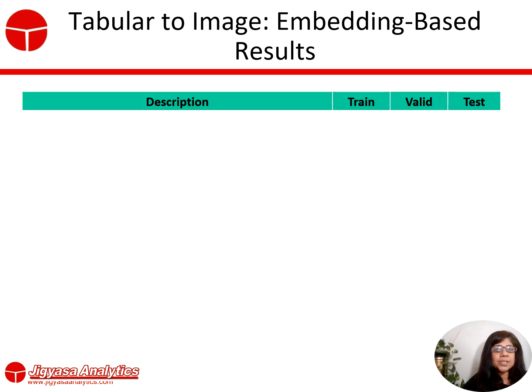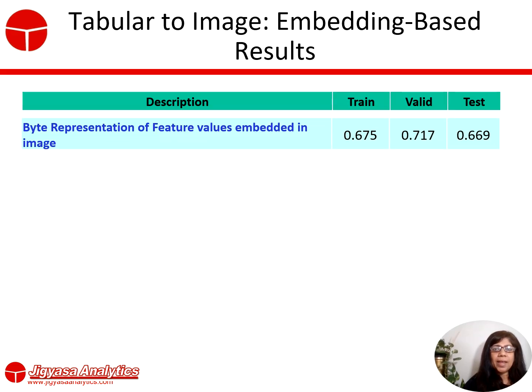We wanted first to see what would happen if we inserted a byte representation of the data into the image. The first row shows this scenario, and we can see that the model did not perform well at all, and the AUCs were quite low.